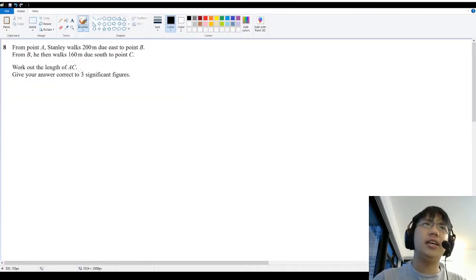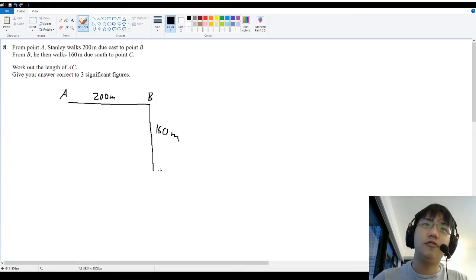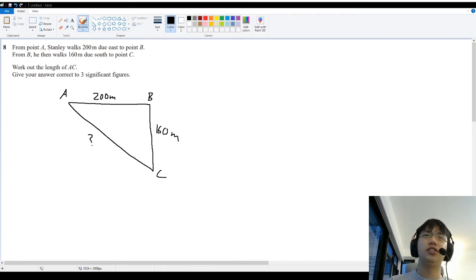So for question 8, we could draw a diagram first. From point A to point B, 200 meters east. So we have point A here, point B over here, and this is 200 meters. From point B, he then walks 160 meters due south to point C, so like this, 160 meters. And here you have point C. And AC would be, actually, like this. So AC would be this length, and we need to figure out this length.